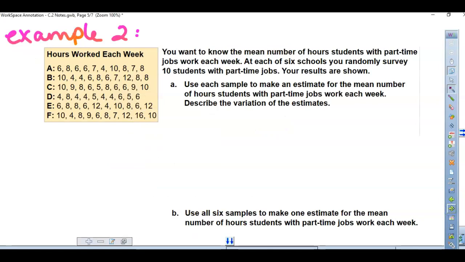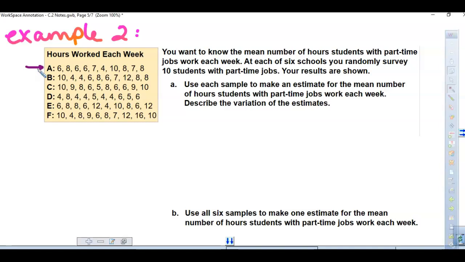Now let's talk about how we would use random samples to help us estimate an average of a population. In this example, you want to know the mean number, the average number of hours students with part-time jobs work each week. At each of the 6 schools, you randomly survey 10 students with part-time jobs. Your results are shown, as in this is how many hours each week each student said. So the first student at the first school told you, hey, I work 6 hours a week.